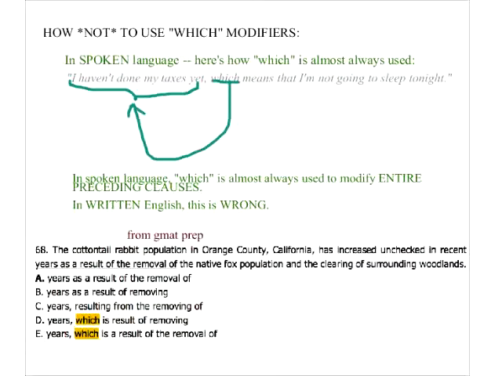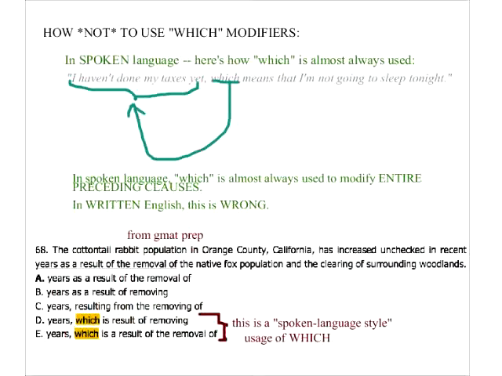Choices D and E are using "which" in the way that spoken language uses "which." So this is not okay, you can't do this. This is a spoken language style usage of the "which" modifier. It's incorrect. You can't do that.